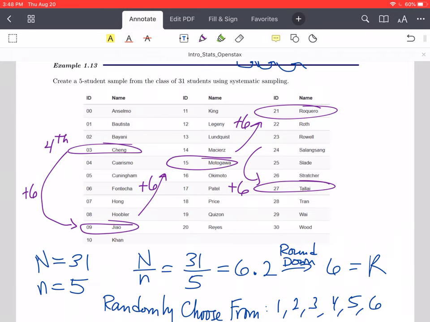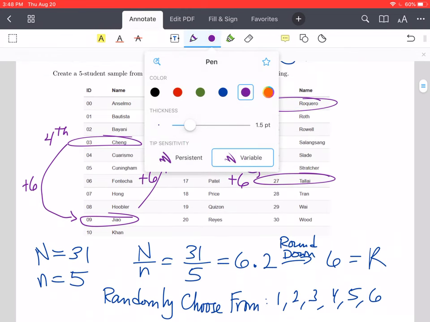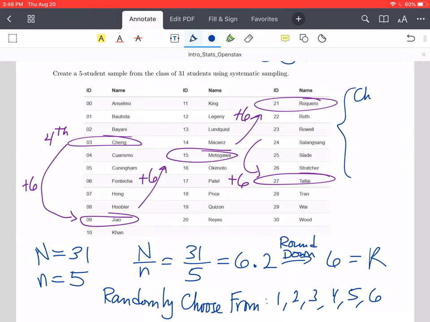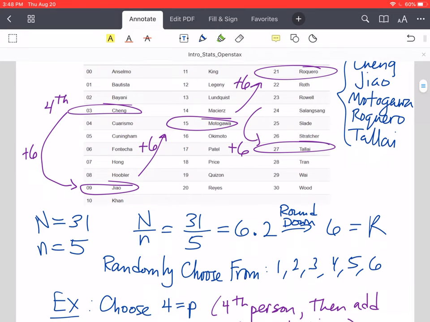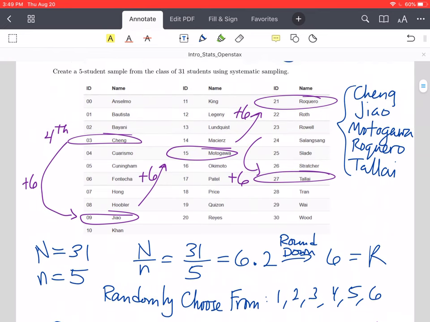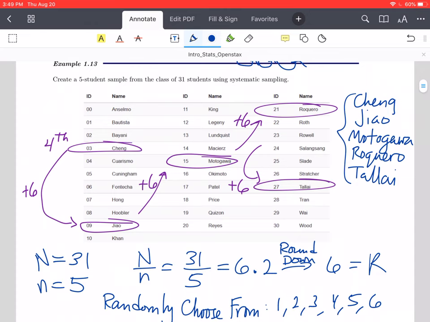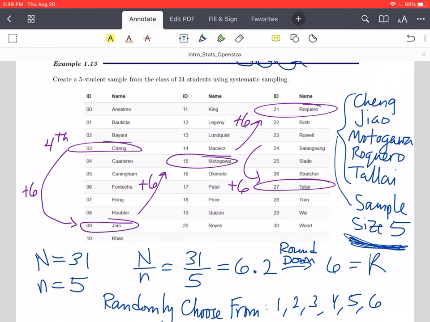So I've now selected these people. So we have here Chang, Zhao, Motogawa, Rokero, and Talai. And notice what we've done. By randomly choosing the number 4 from 1 to 6, we have created a sample of size 5, which is what we wanted. We wanted a 5-student sample from a class of 31 students, and that's exactly what we got. All right, so this is our process for dealing with systematic sampling.